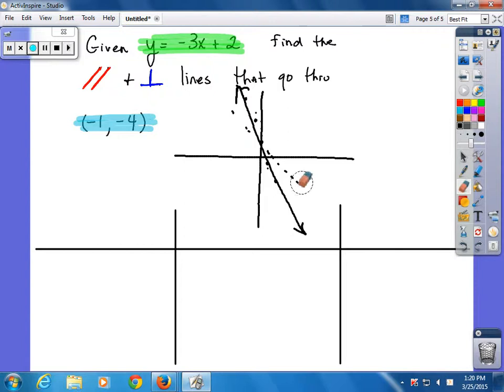Now the red line, negative 1, negative 4. There's our point. And we want a line that's parallel. Use your imagination. And perpendicular. There we go. And that it's going through that point. Hopefully that's a little bit better.